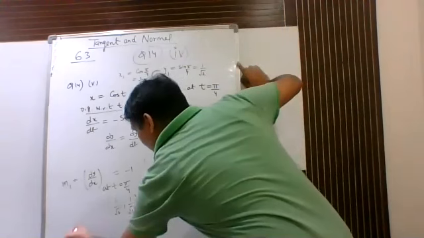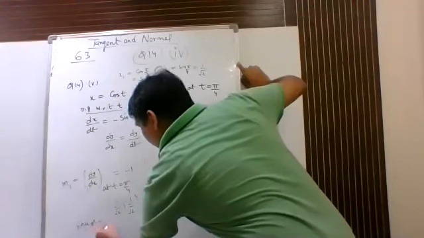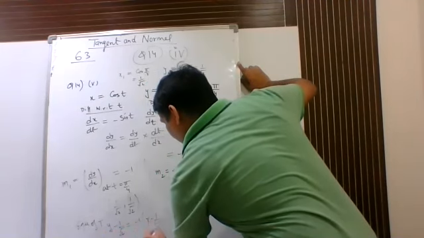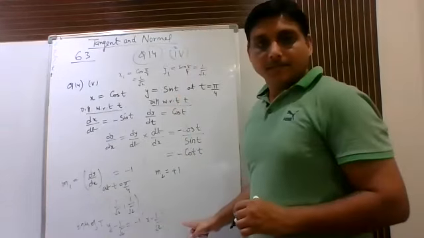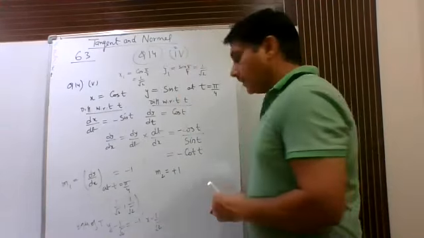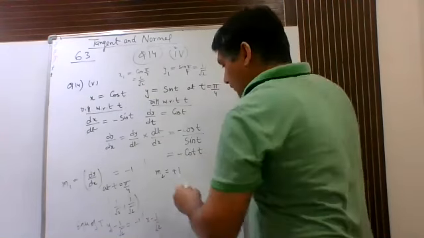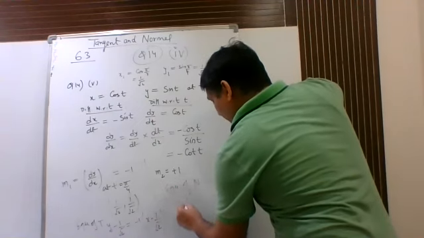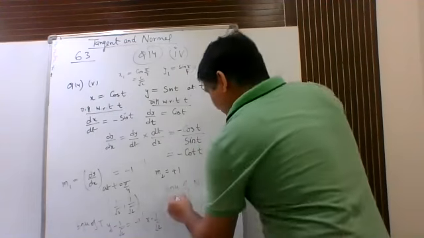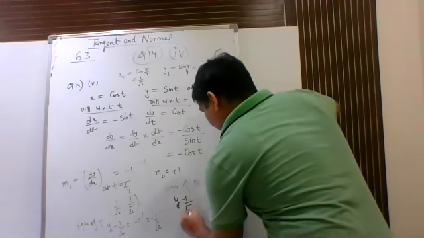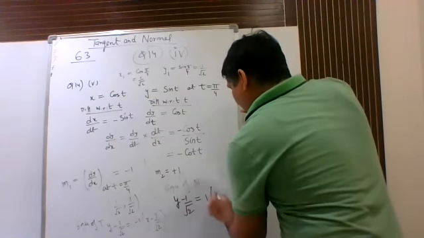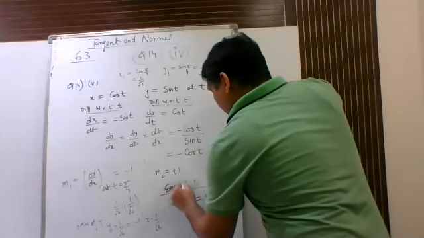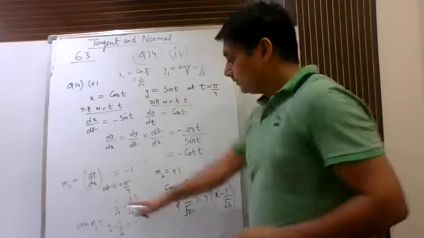So your equation of tangent will be y minus 1 by root 2 into minus 1, x minus 1 by root 2. This will give us the equation of the tangent, and similarly we can find the equation of the normal. That will be, equation of normal will be y minus 1 by root 2 is equal to 1 into x minus 1 by root 2. So this will give us the equation of tangent and equation of normal at 1 by root 2 comma 1 by root 2.